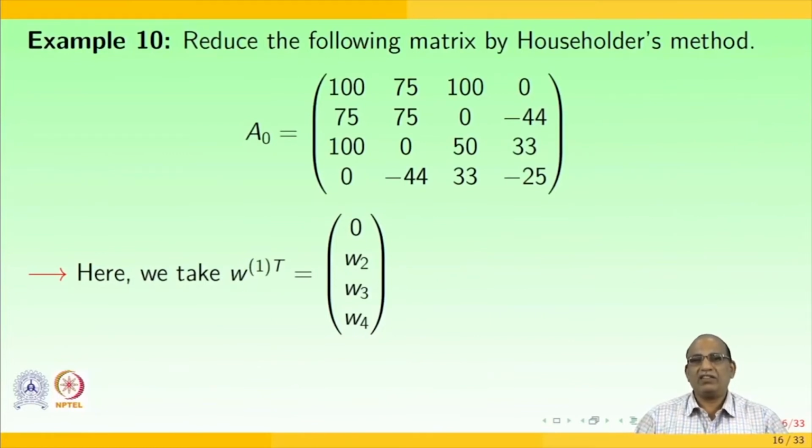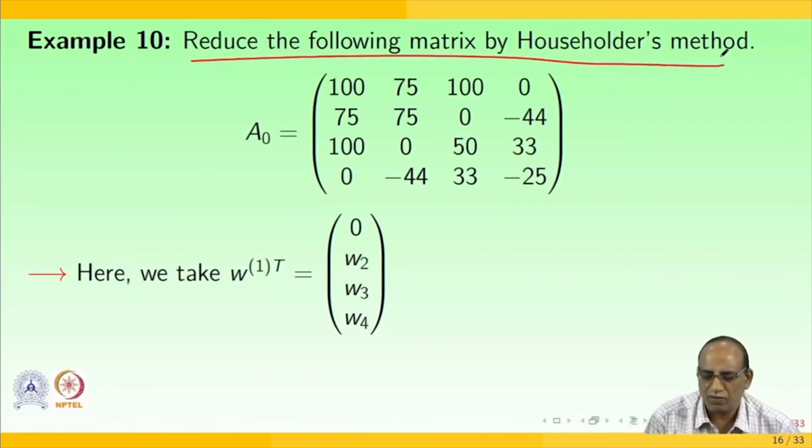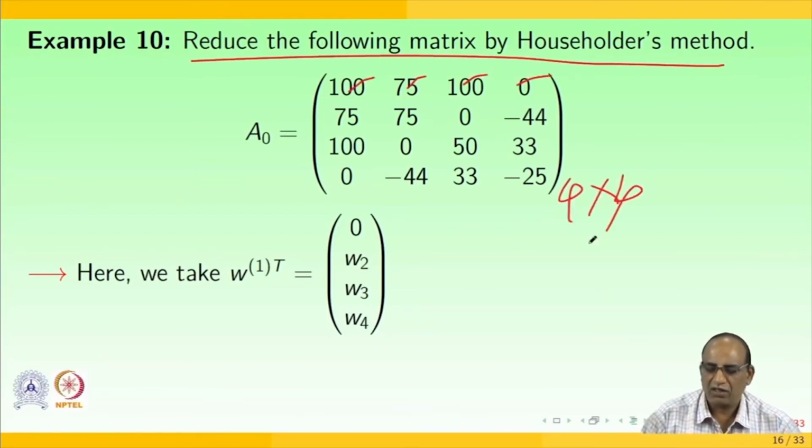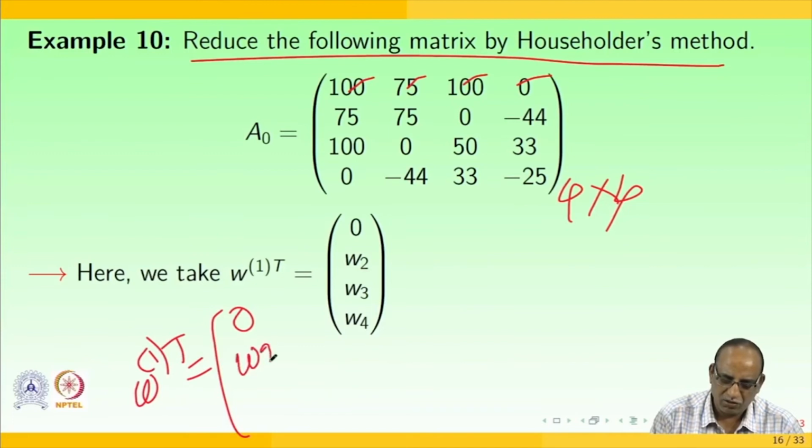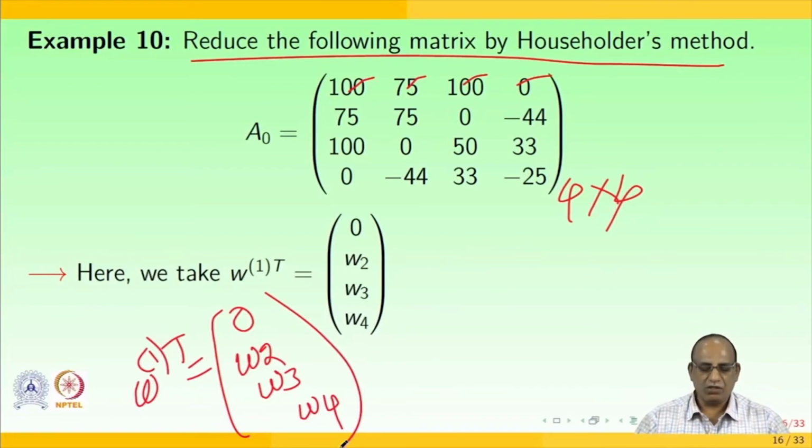In a similar fashion, we will have a few more examples on Householder and other methods. Reduce the following matrix by the Householder method. You are given a 4 by 4 matrix, and I want to reduce this matrix by the Householder method. Here, as per the algorithm, I will take W1 transpose as 0, W2, W3, W4.